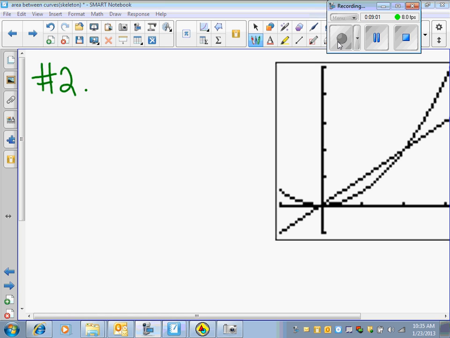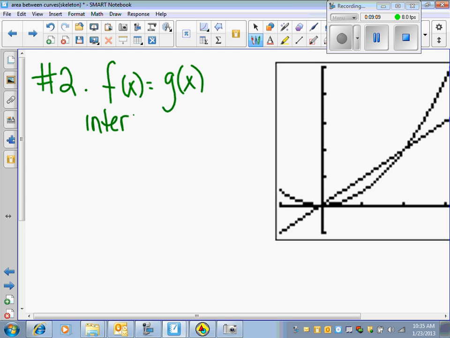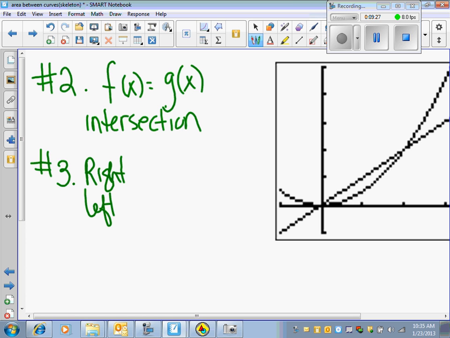All right, step two, the one we talked about already, is when you let f of x equal g of x, and this is when you find your points of intersection or your limits, your a and your b, your upper and lower limits for the function. Step three, you're going to determine, am I doing a right, left? Am I doing a top, bottom?